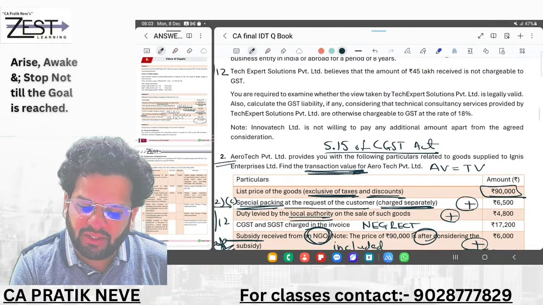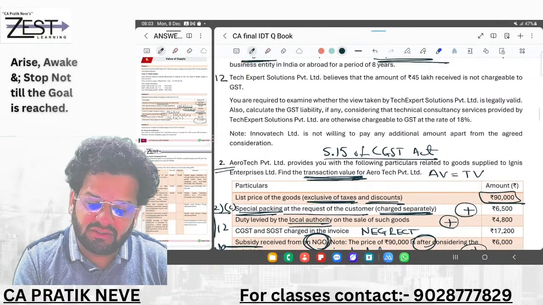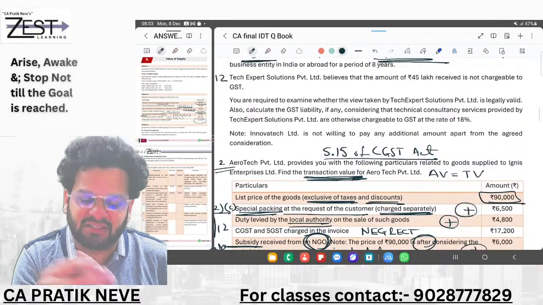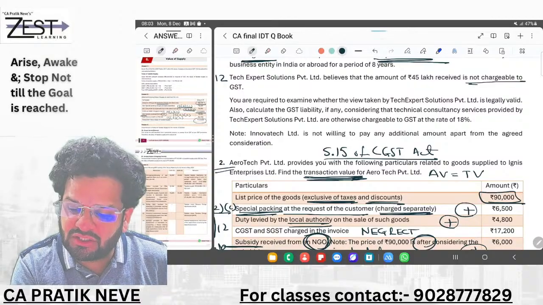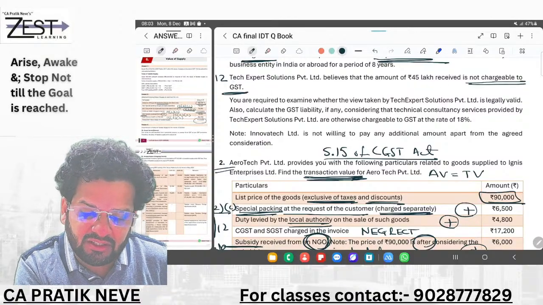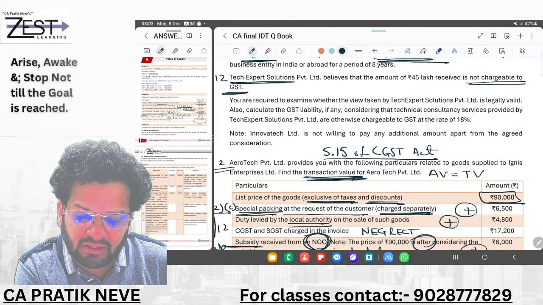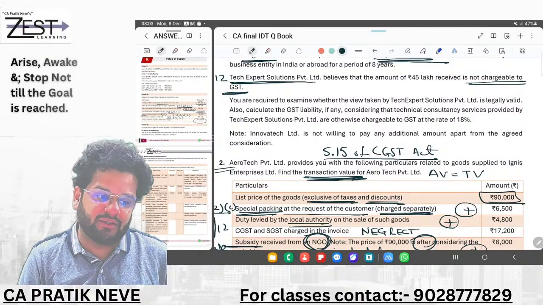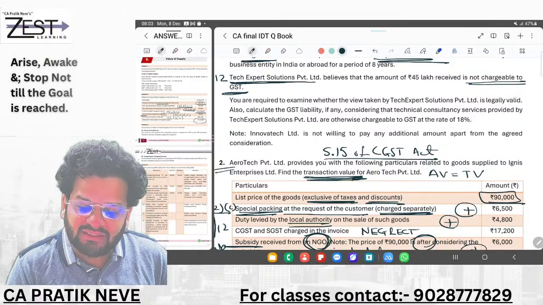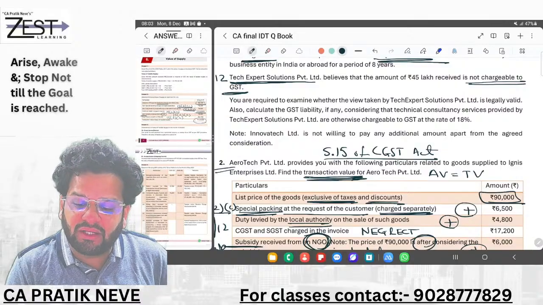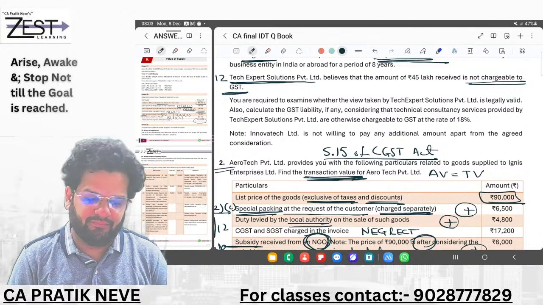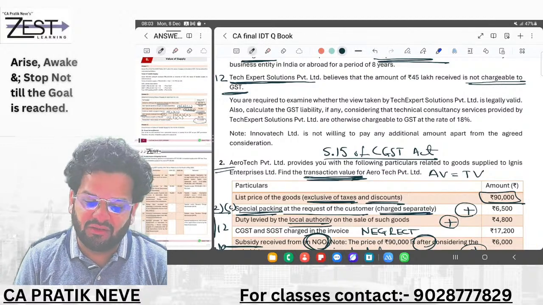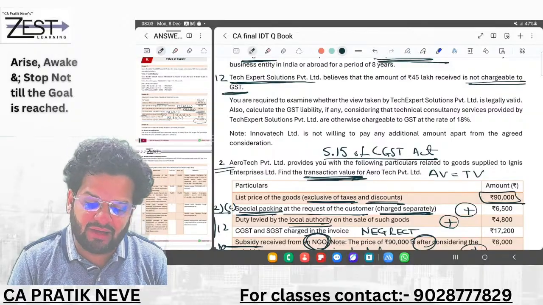You are required to examine, this Tech Expert Solutions, that is the supplier, feels that this 45 lakhs is not chargeable to GST. That is the opinion of Tech Expert Solutions Private Limited. You are required to examine whether the view taken by Tech Expert Solutions Private Limited is legally valid. So of course it is not legally valid.